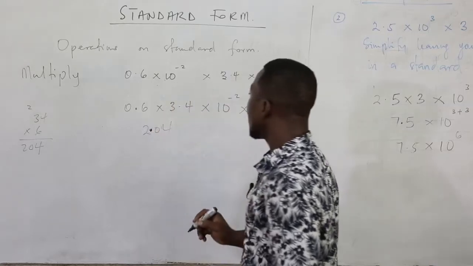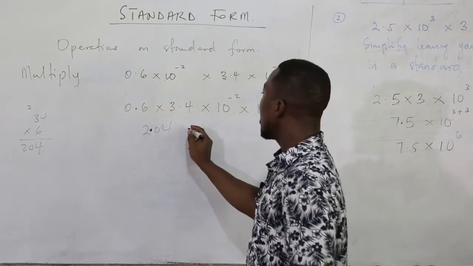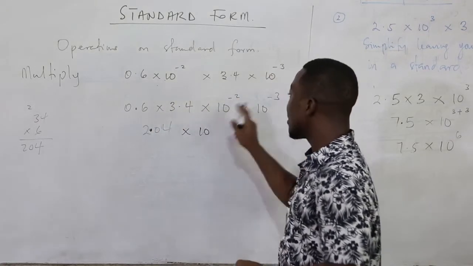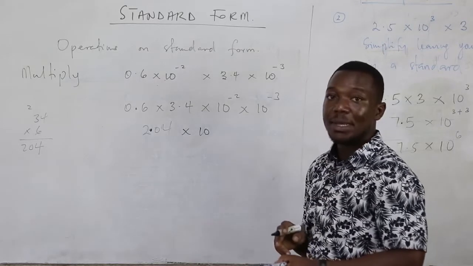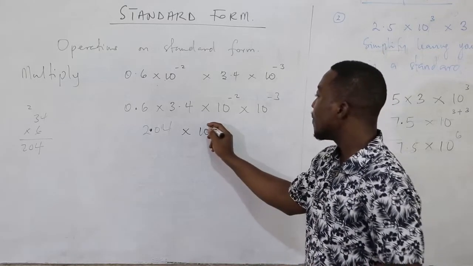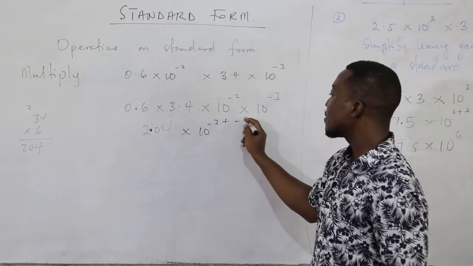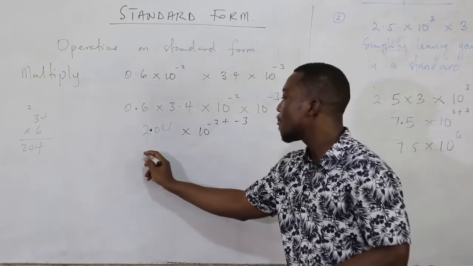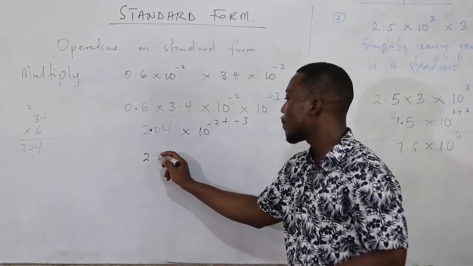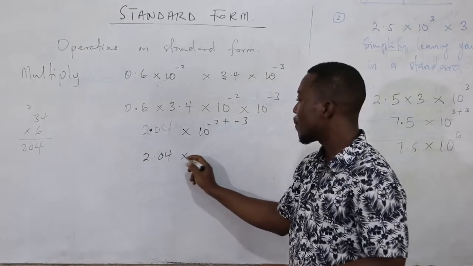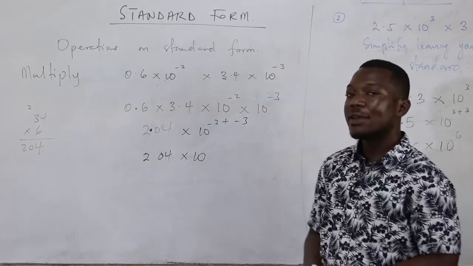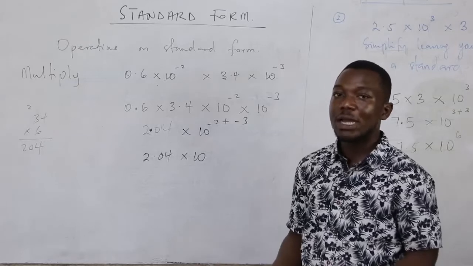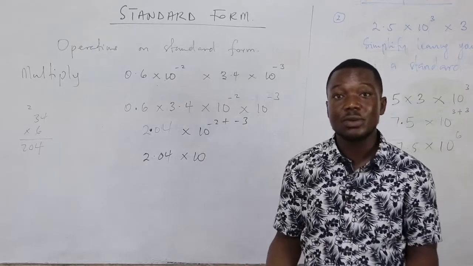Okay, so 2.04 for these two, and here we can add them. The bases are the same and they are being multiplied. We have minus 2 plus minus 3. We have 2 negatives adding, so it's still going to be what?